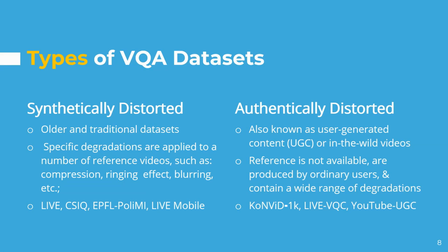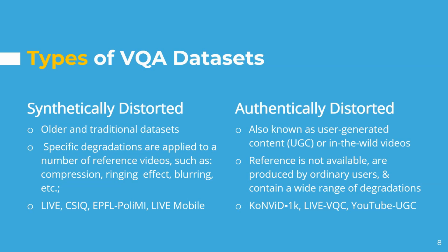There are two types of VQA datasets. The first one are synthetically distorted. They are older and more traditional datasets. And in order to provide these datasets, there are some video references, and some degradations are applied to these references. And these degradations include compression, ringing effect, blurring, and the other artifacts. And some of the most famous synthetically distorted datasets are Live, CSIQ, EPFL, PolyMI, Live Mobile.